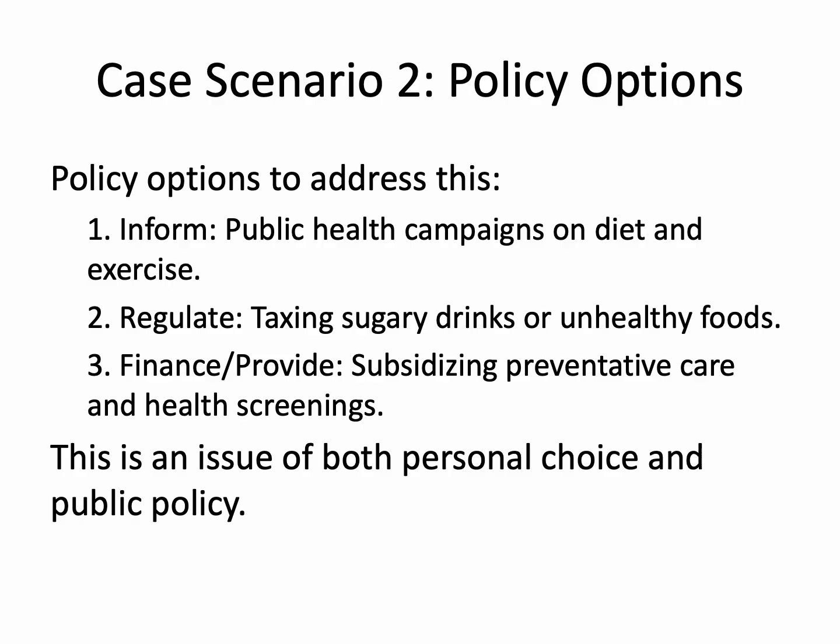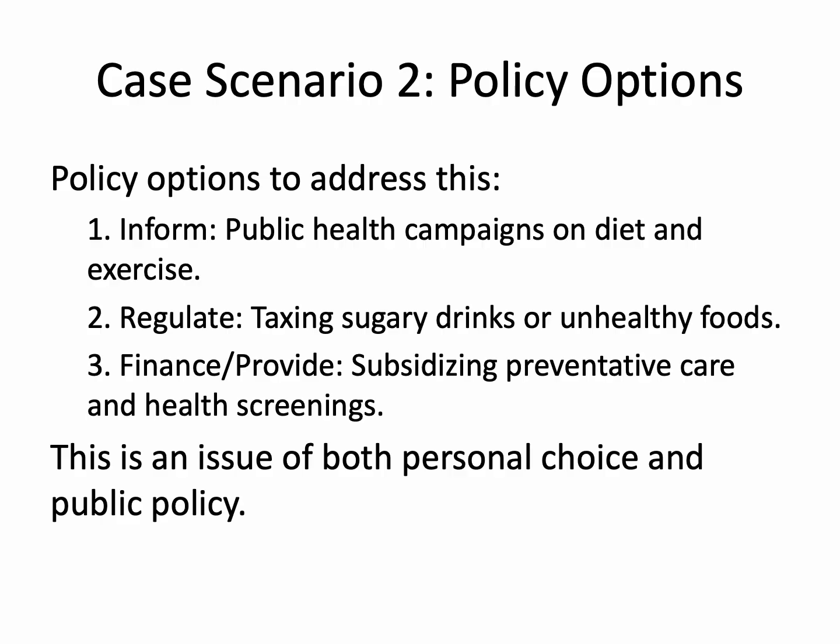They could use an informed approach with public health ads, which is non-intrusive but may not be effective enough. They could regulate by implementing a sugar tax, which internalizes the negative externality of unhealthy food consumption by making it more expensive. Or they could finance by making preventative care widely available and affordable, such as offering free health screenings or subsidizing gym memberships. This scenario highlights the tension between individual responsibility and societal well-being, and the government's role in influencing behavior for a greater public good.